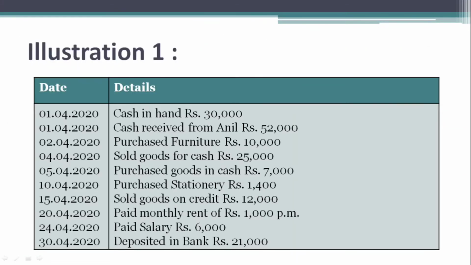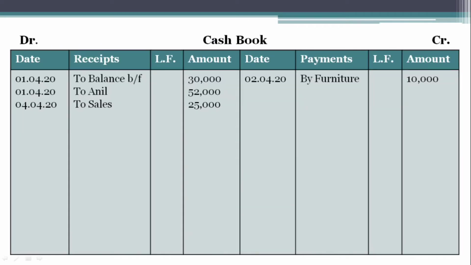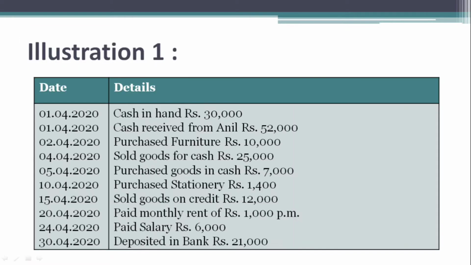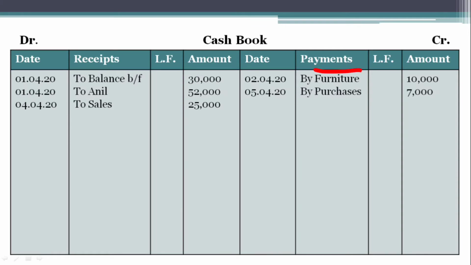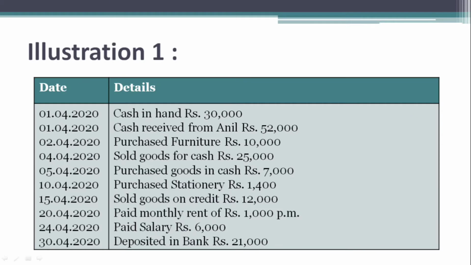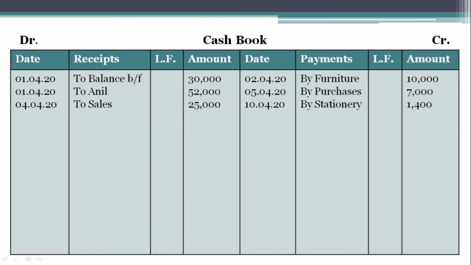Next, sold goods for cash rupees 25,000. So we write in the receipt side to sales rupees 25,000. Purchased goods in cash rupees 7,000. So we write here in the payment side, by purchases rupees 7,000. Purchase stationery rupees 1,400. Again the same thing, by stationery rupees 1,400 on the credit side.